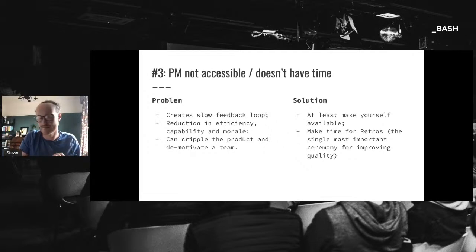How do you address that? Basically, make yourself available. If you do have a reduction in your time because you're spread across multiple teams, you need to look at addressing that. If you can't attend all of the ceremonies and you have to just pick one, make sure it's the sprint retrospective. In my opinion, it's the single most important ceremony for improving quality. The others, obviously attend them if you can, but that one for me is a must as well.